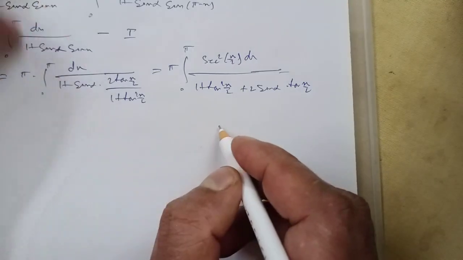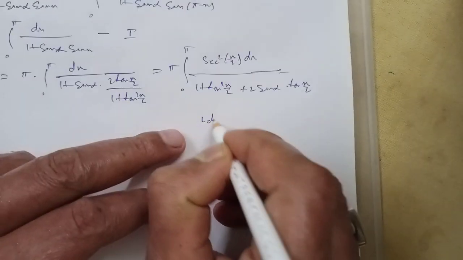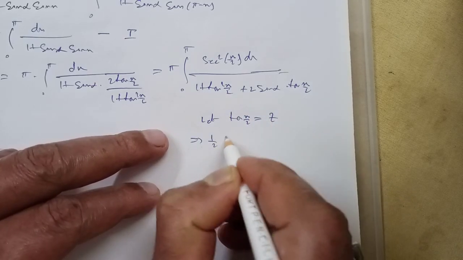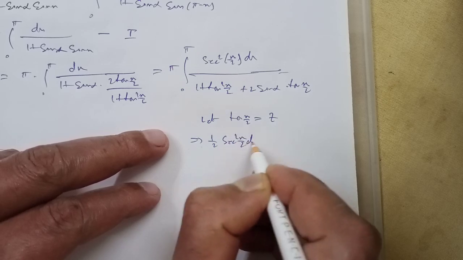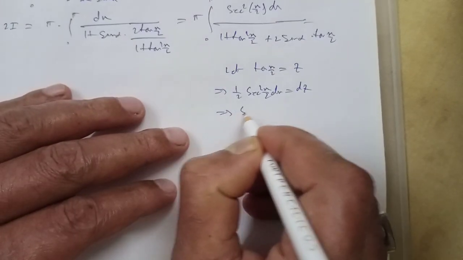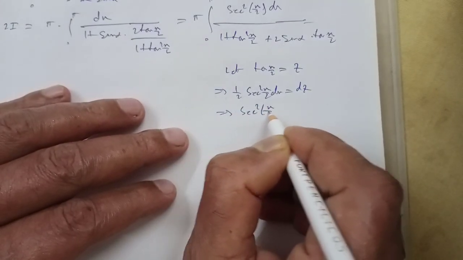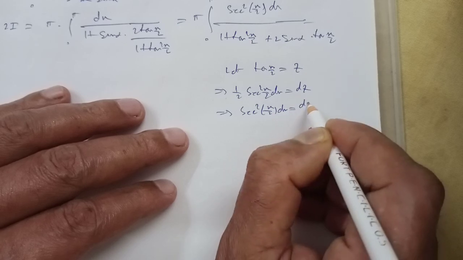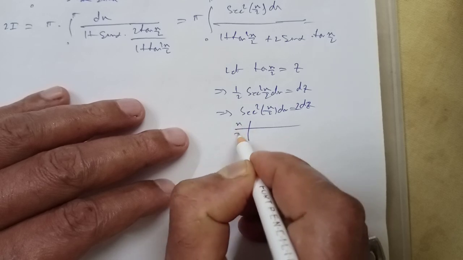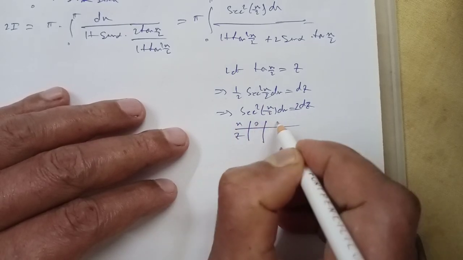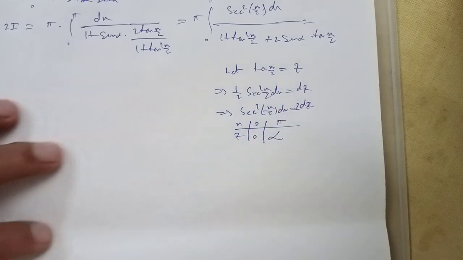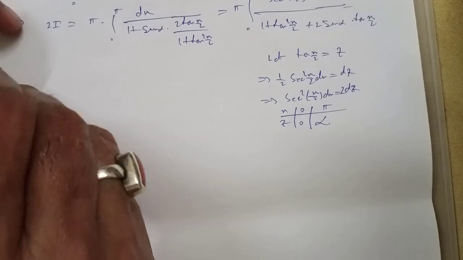Now let us do the substitution. Let tan of x by 2 equals z. Then we get half sec square x by 2 dx equals dz. That implies sec square x by 2 dx equals 2 dz. Now we have to do the limit change. Limits of x are 0 to pi. When x is 0 then z is 0. When x is pi then this becomes infinity.